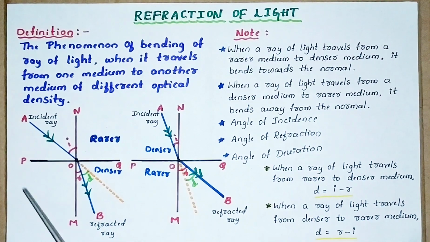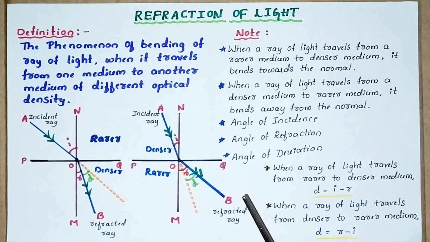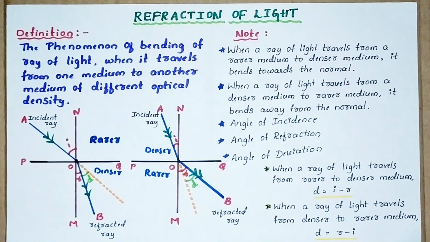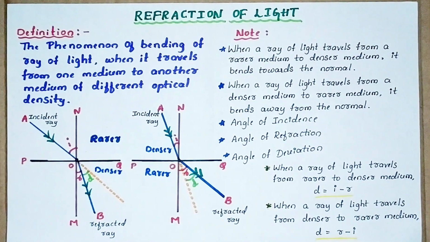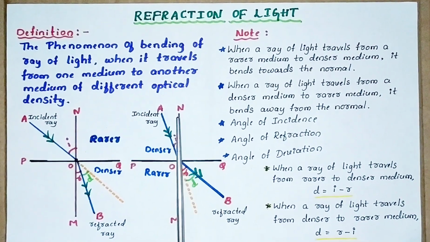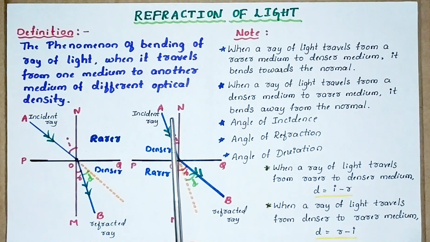In these two diagrams, what does PQ indicate? PQ indicates the interface, the line which separates two media. Now, in both diagrams, the vertical line NM indicates the normal. What is the normal? The normal is a straight line which is perpendicular to the interface. The line perpendicular to the surface we call the normal, and this is not a ray of light. It is just our imaginary line only to measure the angle of incidence or angle of refraction.